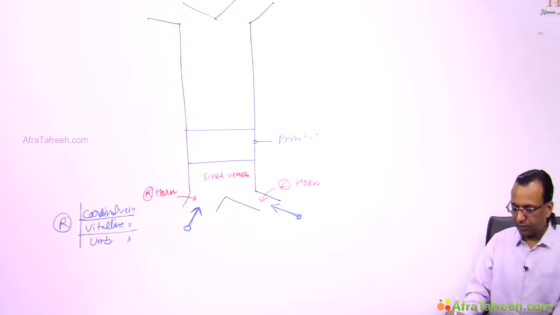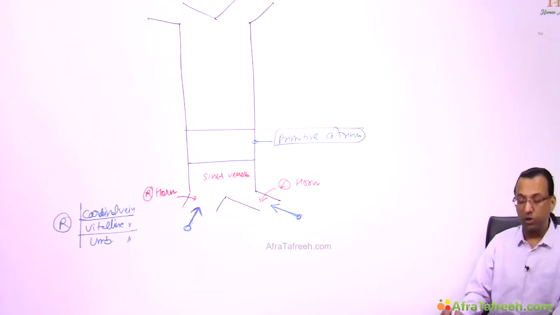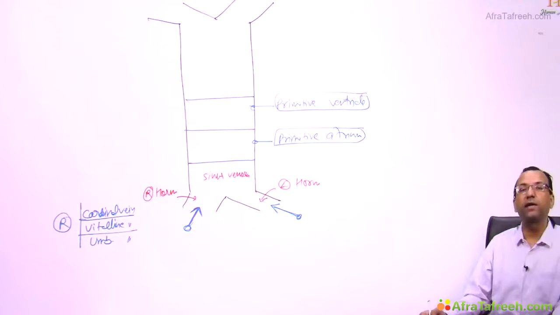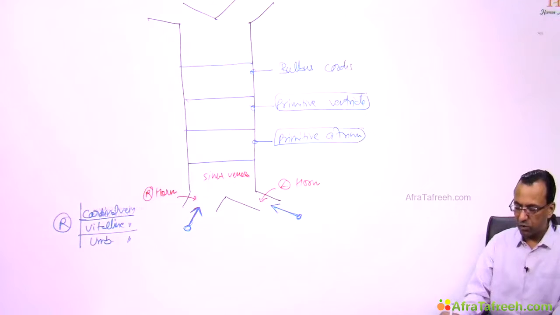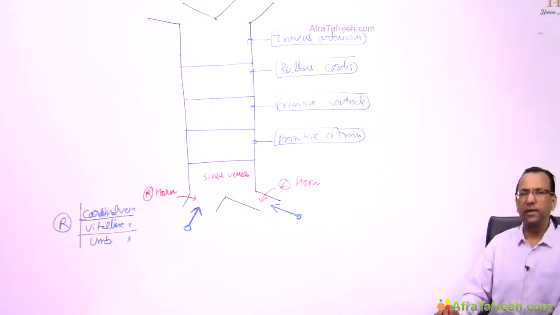If that is the primitive atrium, then where is the primitive atrium pushing this blood into? Primitive ventricle. And where is that primitive ventricle pushing the blood into? As you see, we have got the blood into the primitive ventricle. Now it will push the blood into the bulbous cordis. And the bulbous cordis will push the blood into the terminal portion, which is called truncus arteriosus. It is called truncus arteriosus because it is the arterial trunk. It will send the blood out.